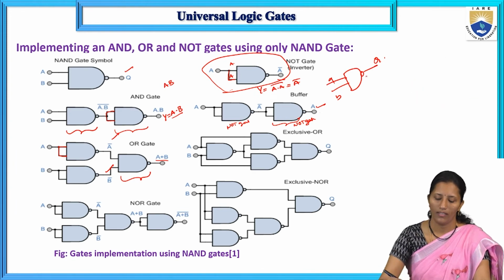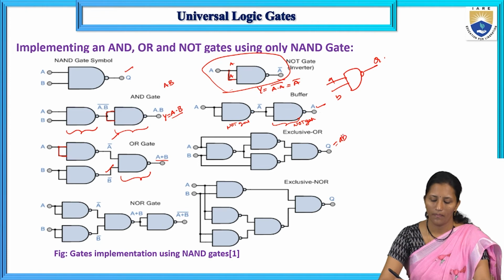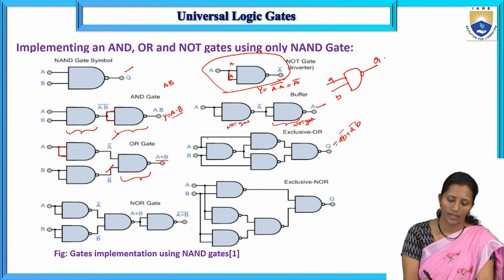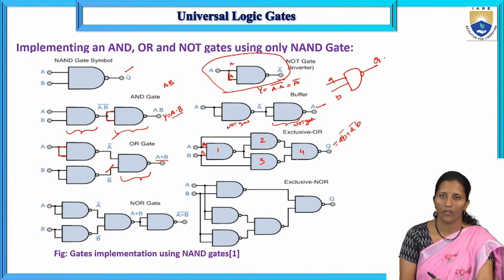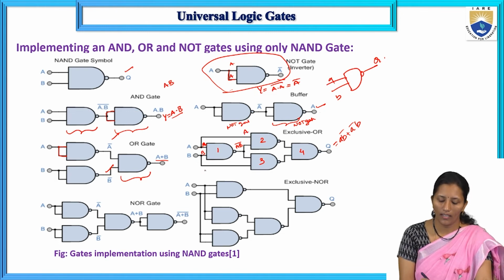For the exclusive OR gate, the final function is (A B bar plus A bar B). So here Q is A B bar plus A bar B. See here, we are giving A and B. This is the first gate, second gate, third and fourth. For the first NAND gate, we get (AB) bar, and for the second gate, one input is (AB) bar and another input is A. For the third NAND gate, one input is B and another is (AB) bar.